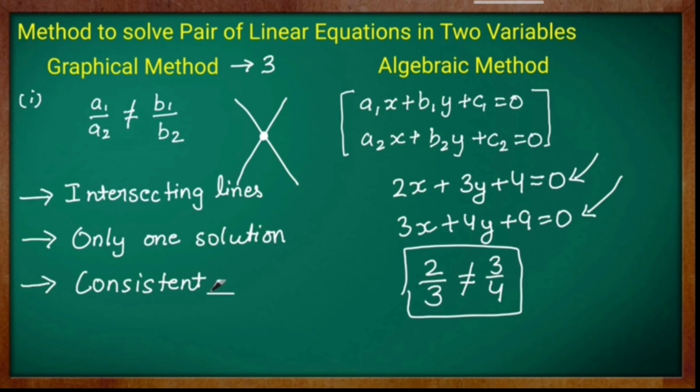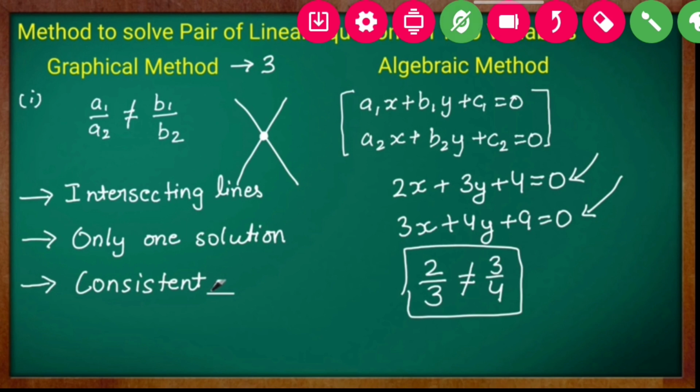Here two equations are given. The first is 2x plus 3y plus 4 equals 0 and the second equation is 3x plus 4y plus 9 equals 0. So a1 upon a2 is 2 upon 3 and b1 upon b2 is 3 upon 4. Both values are not the same, so we write 2 upon 3 is not equal to 3 upon 4.